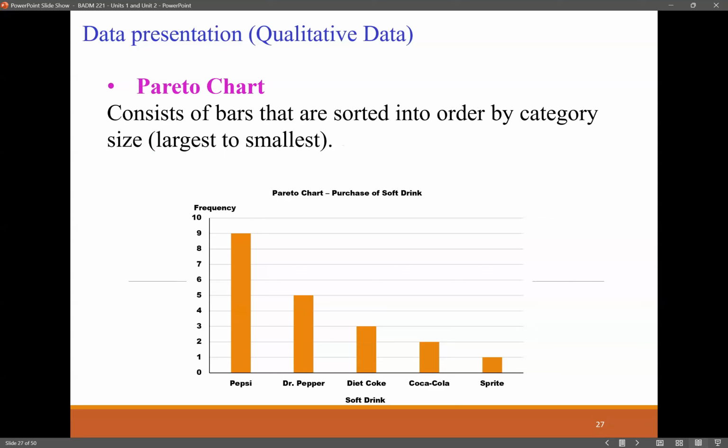Pareto chart. A Pareto chart is a special type of bar graph which represents the data in sorted order, that is from largest to smallest, in descending order. So it will give you the picture of the most, then second most, and continuing to the least. So Pepsi is the most purchased, then next is Dr Pepper, then Diet Coke, Coca-Cola, and then Sprite.